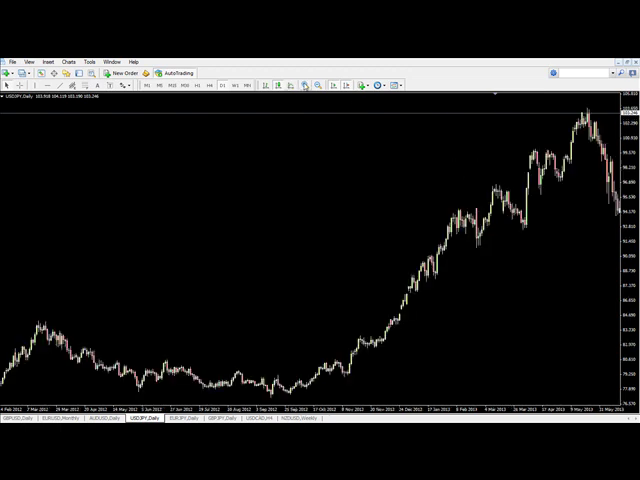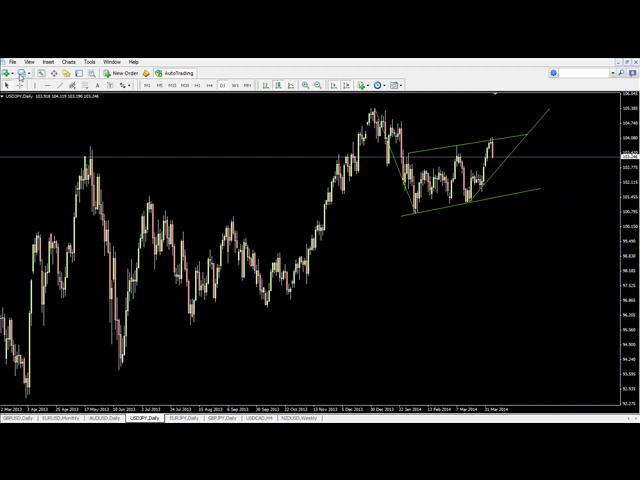Let's zoom in slightly. So let me just show you what I did. I shorted the dollar yen here. It came all the way down for 200 odd pips, as you can see, and I was hoping it was going to break that trend line. It didn't. It held, and has since come all the way back up.